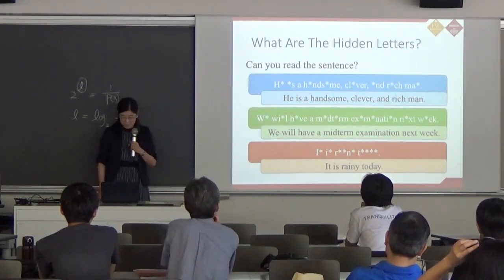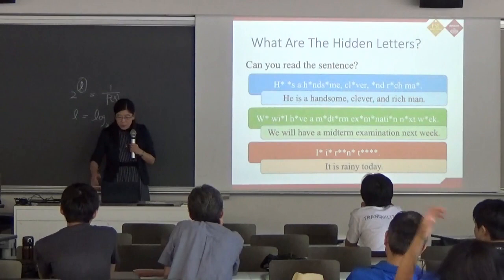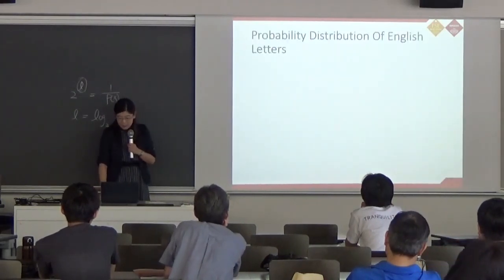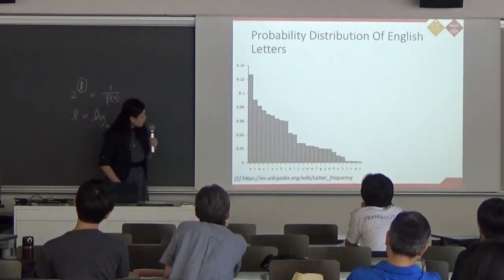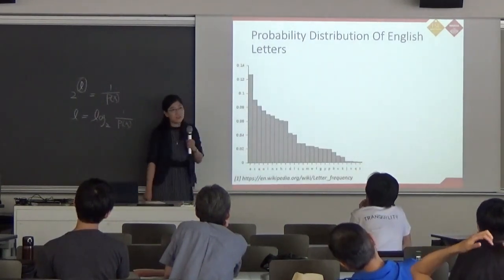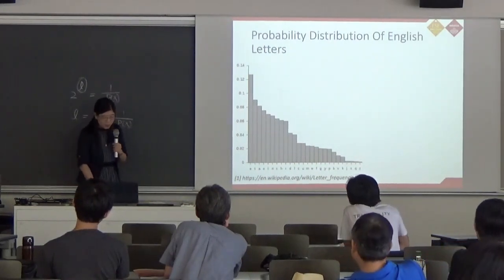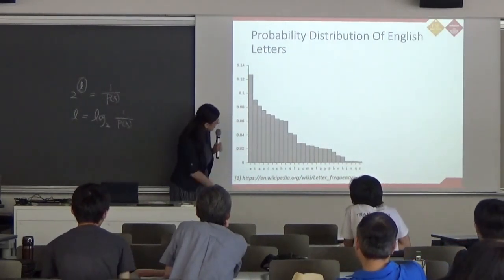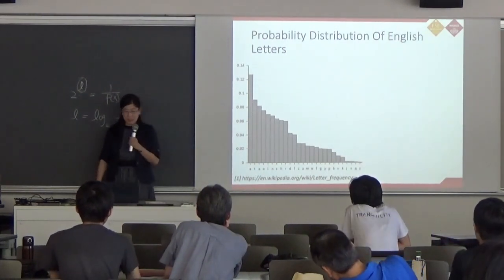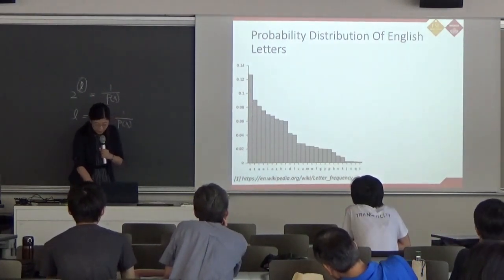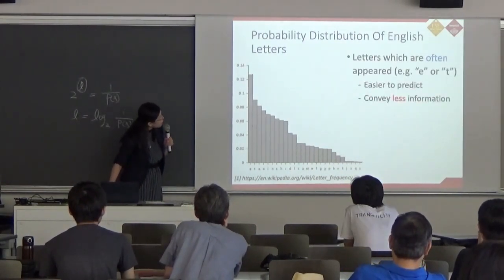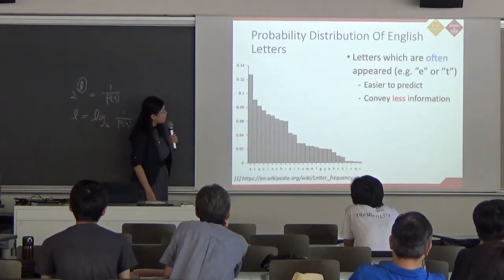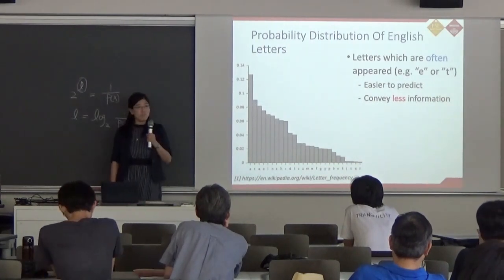Because our language, especially English, has some redundancy. Not all the letters have a fair occurrence. You can find a distribution of the English letters from A to Z. How about the occurrence in a statistical value? Some letters appear very often, something like E, T, A. Those letters are very easy to predict, so they convey less information.